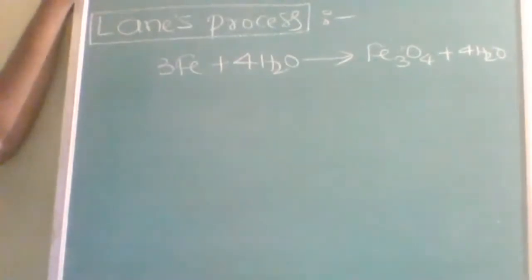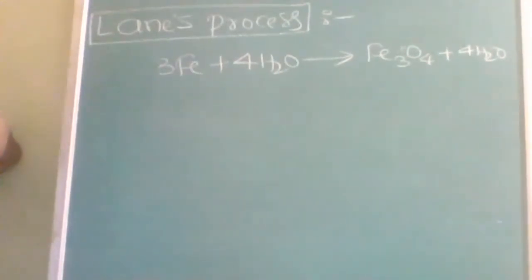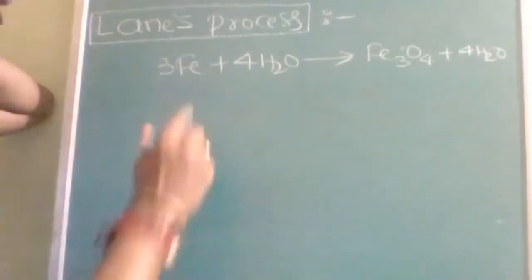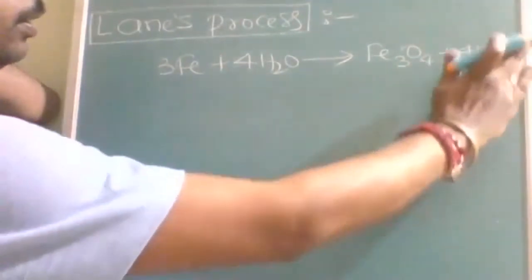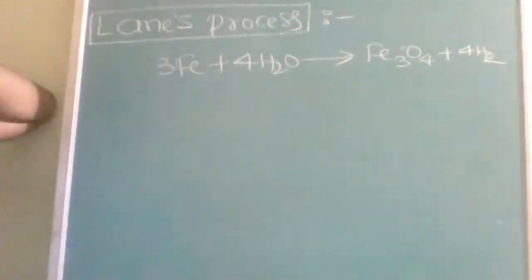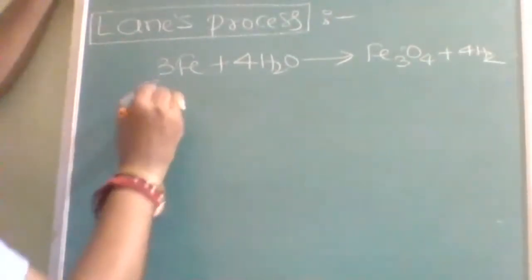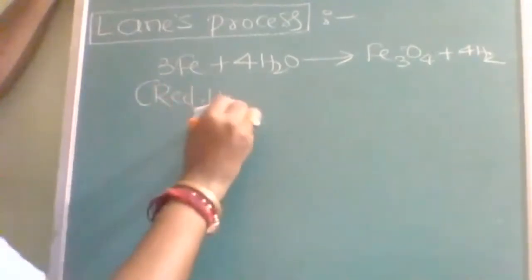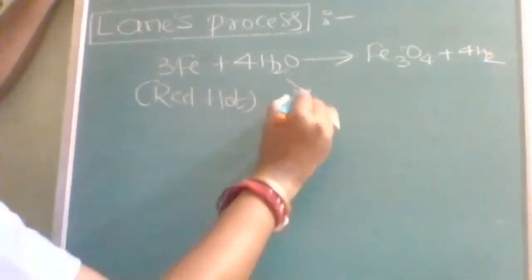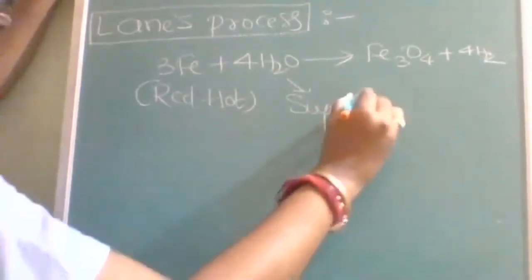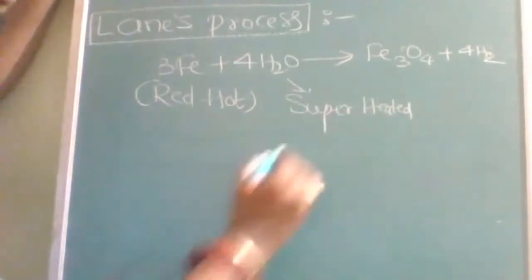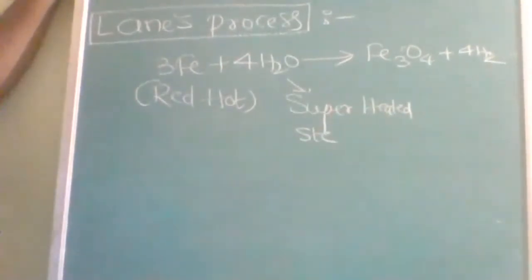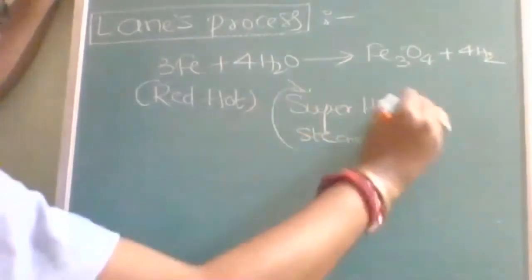The next manufacture method is Lane's process. Here also it is carried out in two steps. We use red hot iron, and here we use superheated steam. Already above 100 degrees Celsius you will find steam, and above 100 degrees Celsius it is called superheated steam.